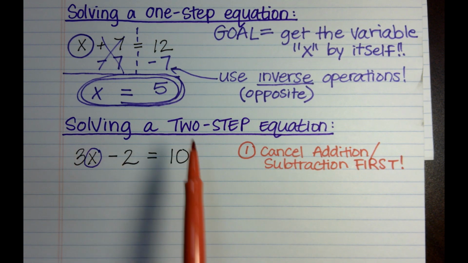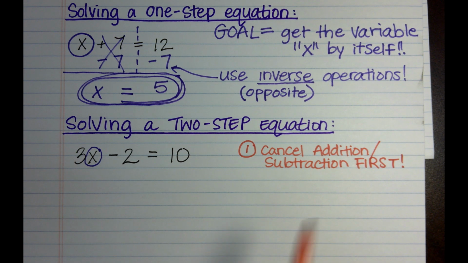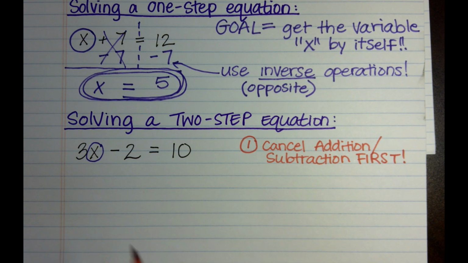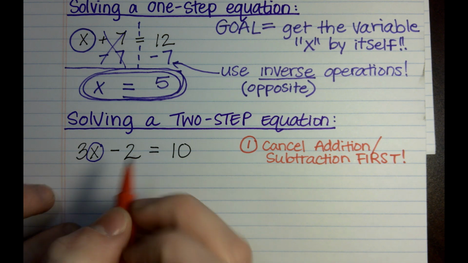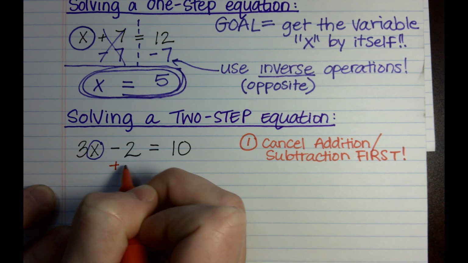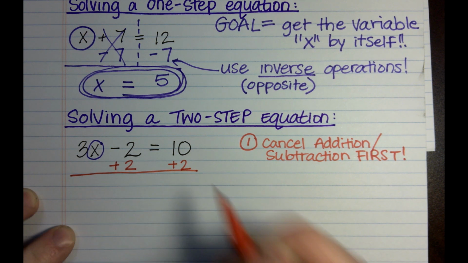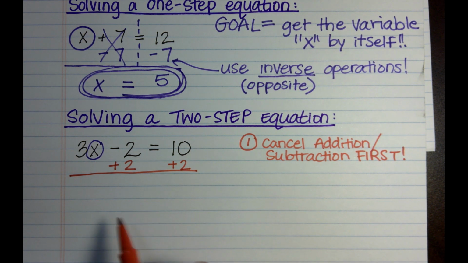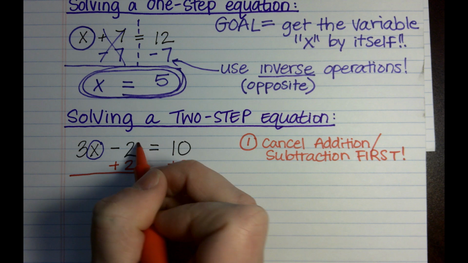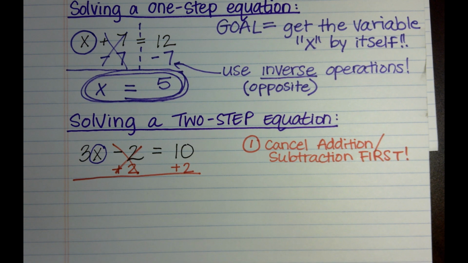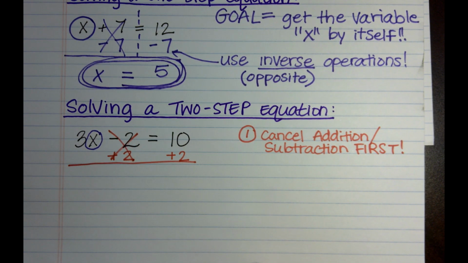So let's check and see, do we have any addition or subtraction? We do. We have a -2 here. So what am I going to do to get rid of -2? Add 2 to both sides. Very good. So +2. Okay. We know we're canceling. -2 + 2, they cancel. They're gone. Okay. Now what am I going to do next?